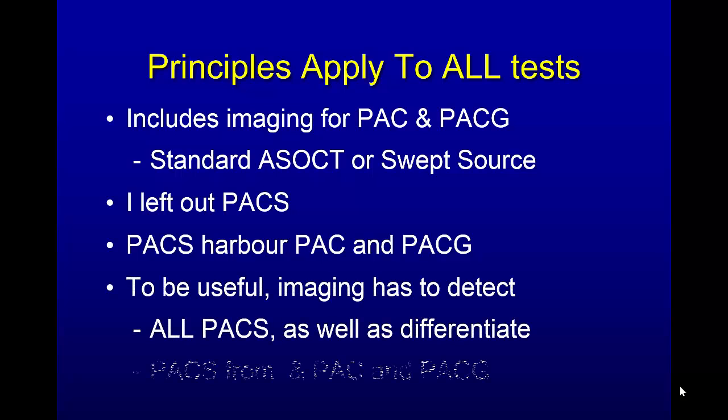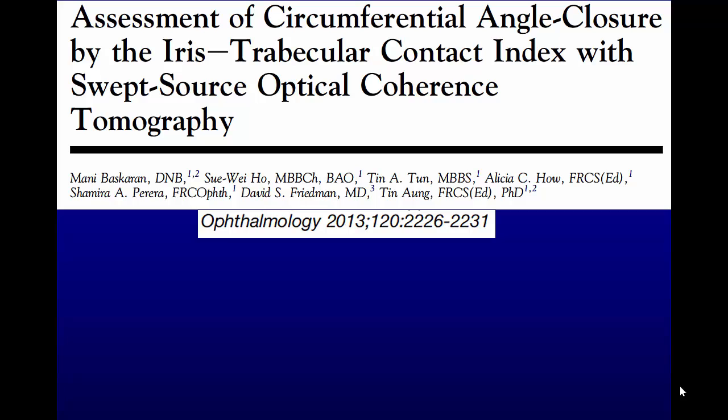So to be useful, any technology, however expensive, not only has to identify suspects, but it also has to differentiate angle closures and glaucomas from suspects. So think about it, the machine doesn't necessarily do that.